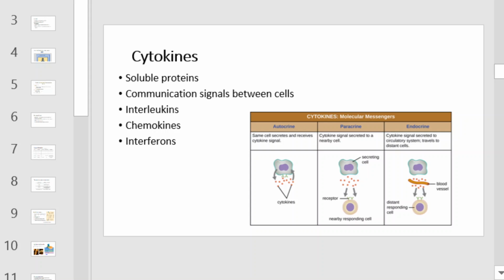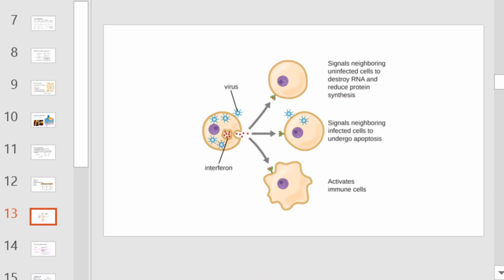Cytokines. Cytokines are soluble proteins. They provide communication signals between cells and include things such as interleukins, chemokines, and interferons. This is an illustration of how cell-to-cell signaling can be accomplished.